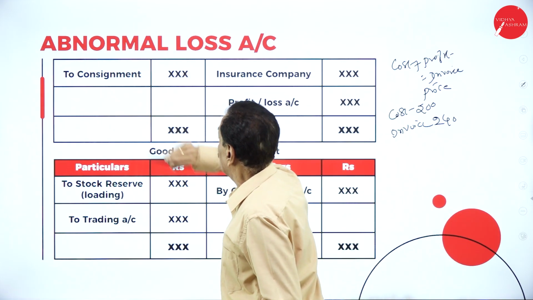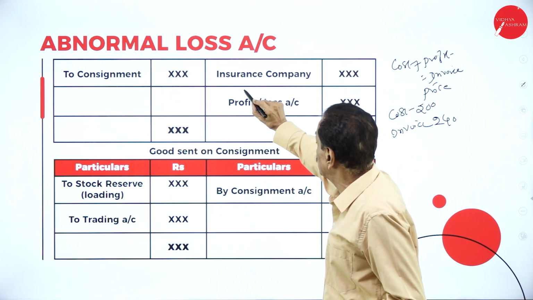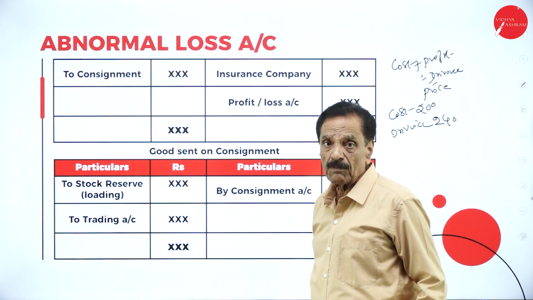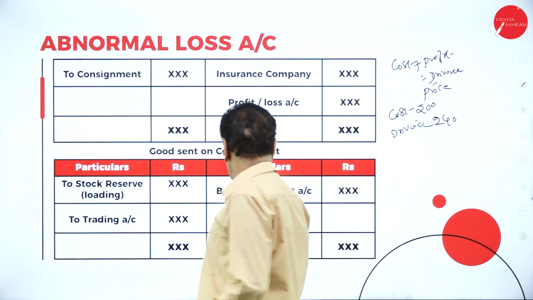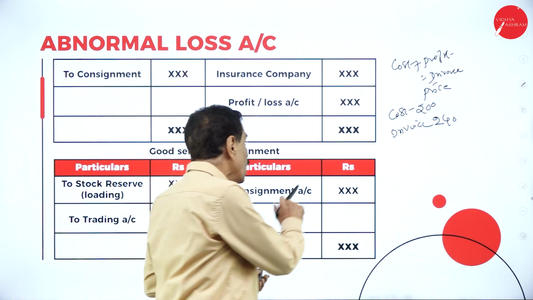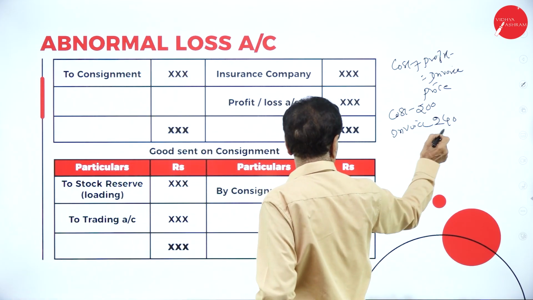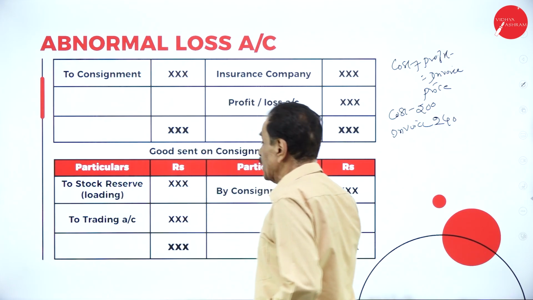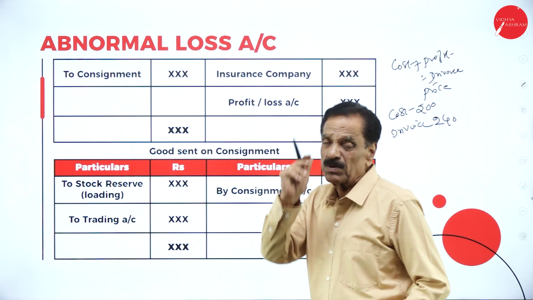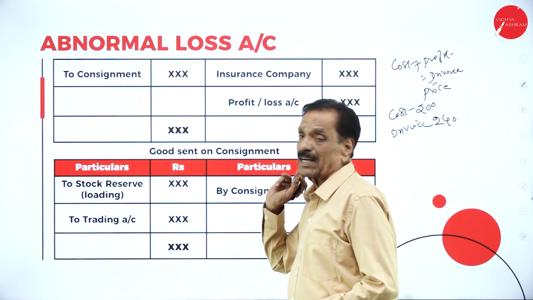In the consignment account, what is the total loss? Then this is the amount recovered from the insurance company. Whatever the difference comes, that's the profit and loss account. Regarding this, by the consignment account, as per the invoice price, stock reserve means the extra, just like 40 rupees on goods sent on consignment, which is called loading. Whatever the difference comes, that is the entry into the trading account.